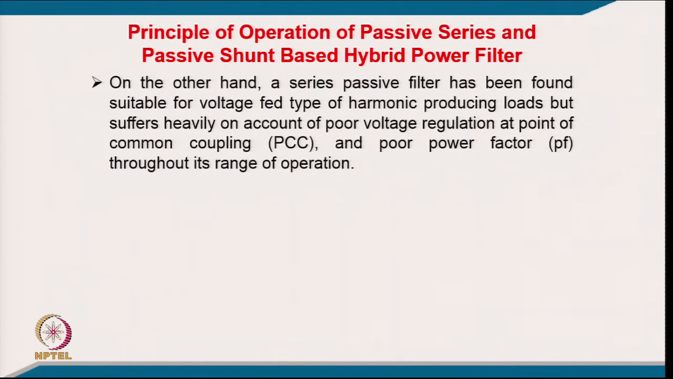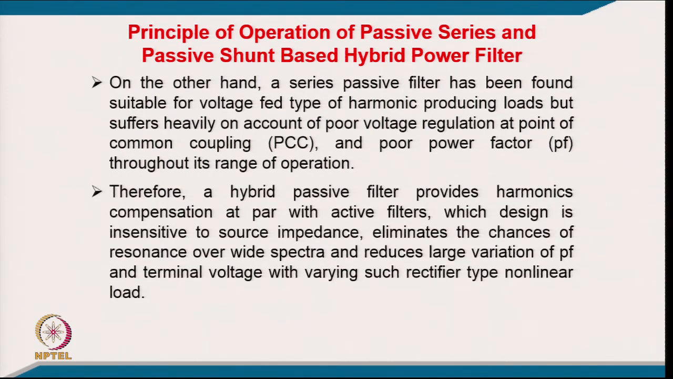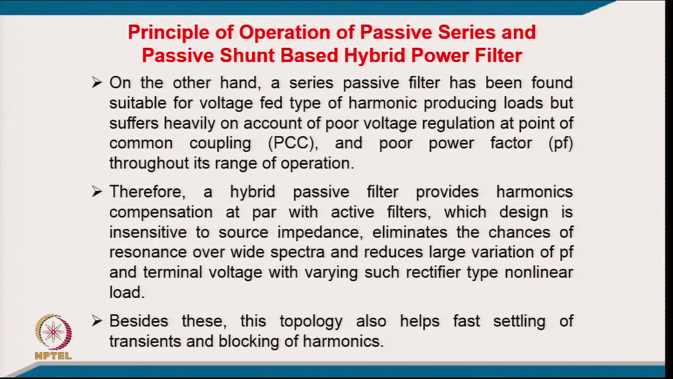On the other hand, a series passive filter has been found suitable for voltage fed kind of harmonic producing load, but suffers heavily on account of poor voltage regulation at the point of common coupling and poor power factor throughout its range of operation. Therefore, a hybrid passive filter provides harmonic compensation at par with the active filter, whose design is sensitive to source impedance, eliminates the chances of resonance over a wide spectrum, and reduces the large variation of power factor and terminal voltage with varying rectifier type of non-linear load.